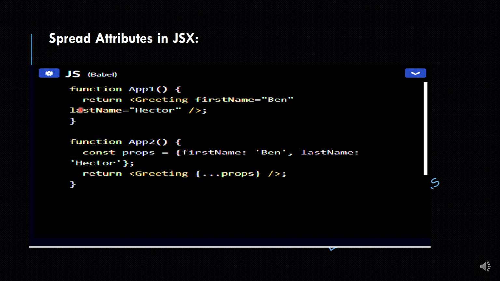Just in the example, there are two functions, App1 and App2. I write the return method in it, and there is a component Greeting. I want to export it here. So Greeting firstName I use as Ben, and lastName is Hector. And in the second function, first I declared the const props with firstName and lastName, and if I want to pass props into this component, then I simply write this one line of code: return Greeting, spread operator props. It automatically gets it from here. That's why I use the spread attributes.